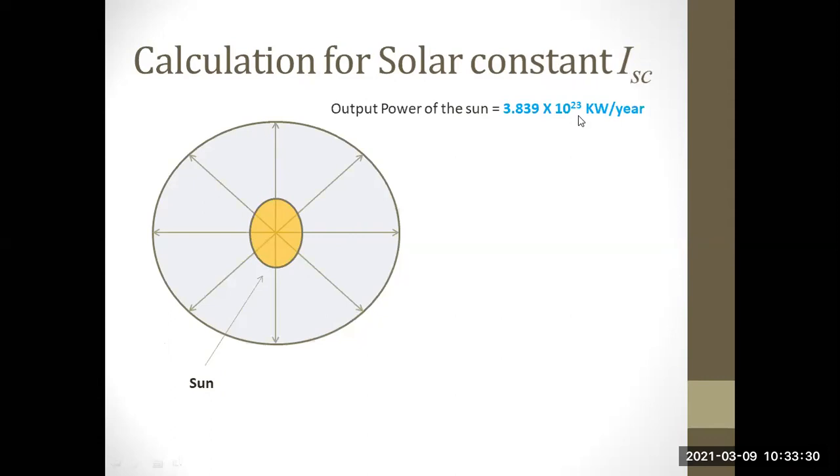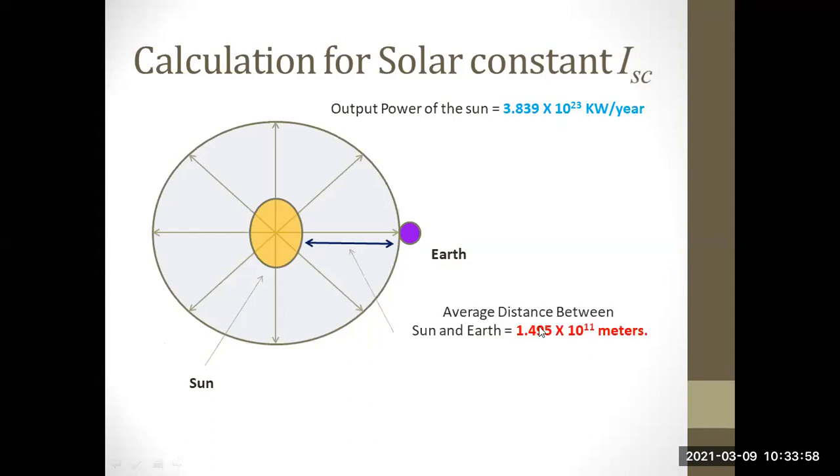Now our basic objective is to calculate how much of the power generated by the sun is received at the average distance between the earth and the sun, which I told you is around 1367 watt per meter square. So where did it come from? Let us consider that this span indicates the average distance between the earth and the sun. Here we have considered the earth, and the average distance is 1.495 into 10 to the power 11 meters.